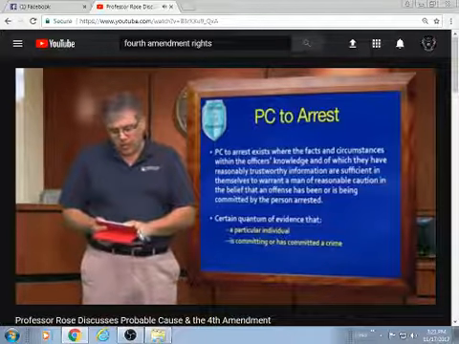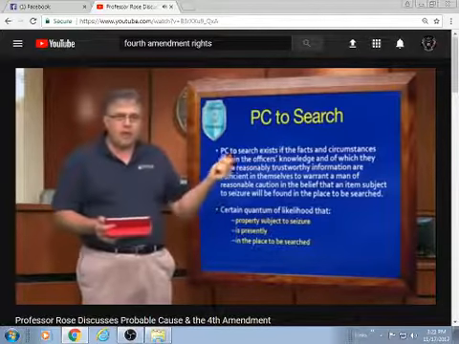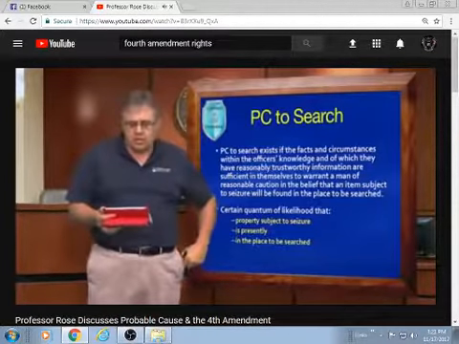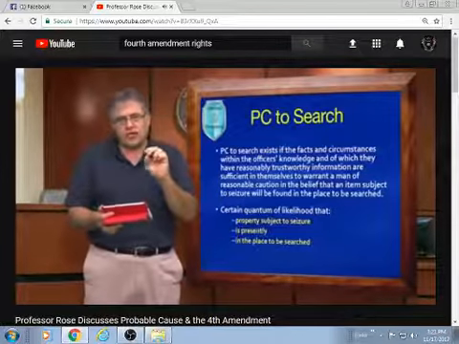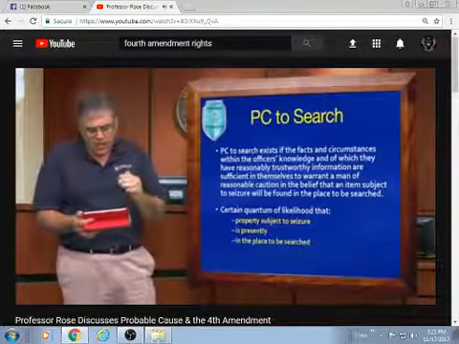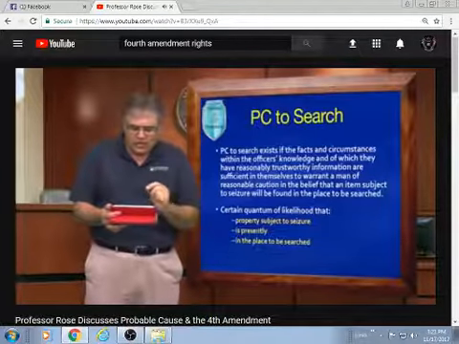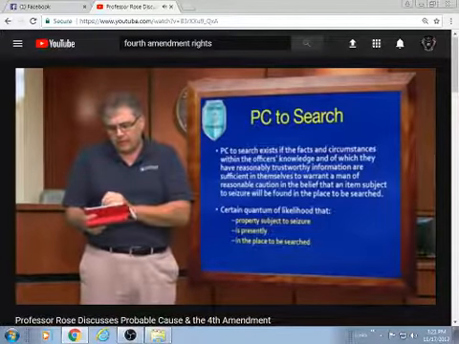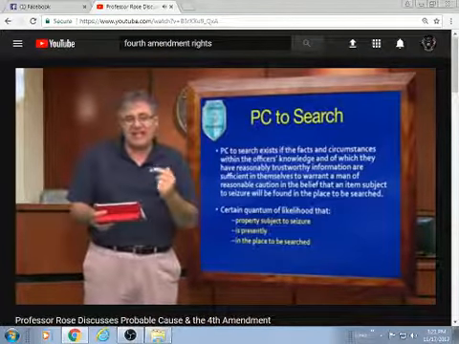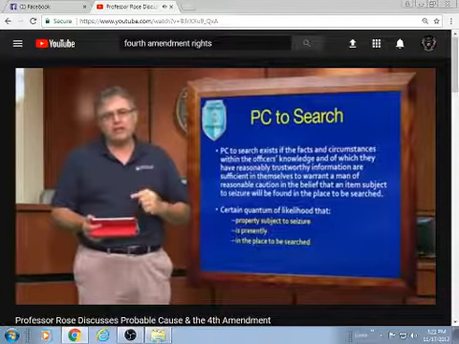So that's probable cause to arrest. Let's look at probable cause to search now. Probable cause to search is similar to probable cause to arrest. We're focusing on the knowledge of the police officer, and again, reasonable, trustworthy information that is sufficient in and of themselves to warrant a person of reasonable belief or caution to believe that an item subject to seizure is found in the place that they want to search it.